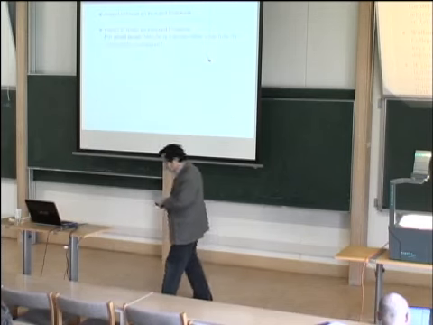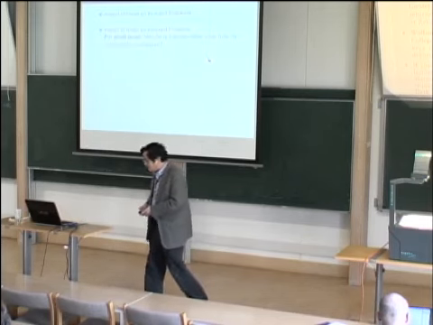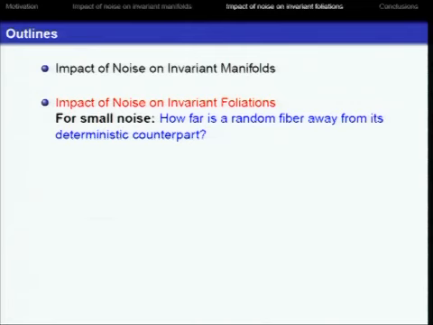Now the second part is much shorter because I use the same setup as in the first part. As you saw in the earlier part of my talk, the foliations are important. It's a different geometric structure, but they tell us about dynamics. Now, if noise is small, can we say something about the fibers in the foliation? How much does the noise do to modify the fibers?